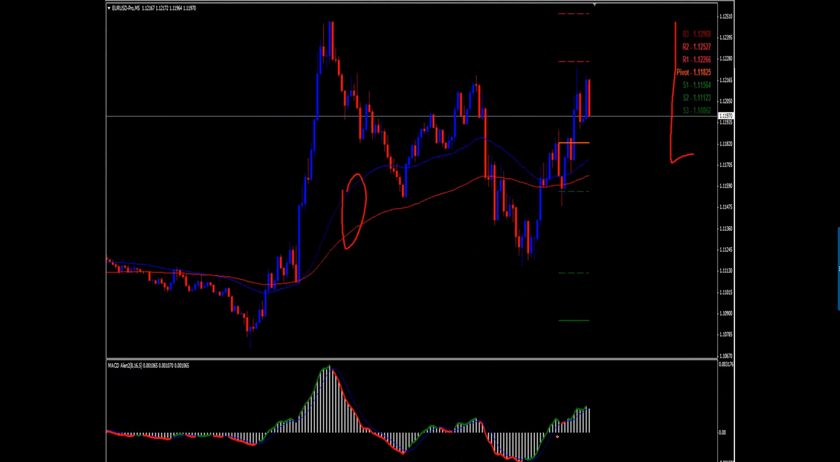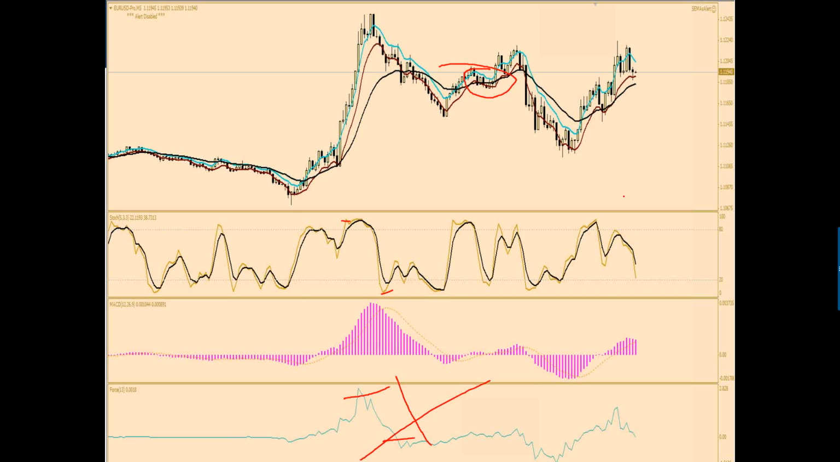So let's say that MACD has given us an entry here at this point, okay? For example, and indeed this is an entry point here. And now if you have a Stochastic indicator, for example, on this part, and Stochastic is showing you that at this price here there is an overbought level, that would make you exit the trade prematurely, okay? That is why for targets, you do not use Stochastic overbought, oversold. You use pivot points, okay?